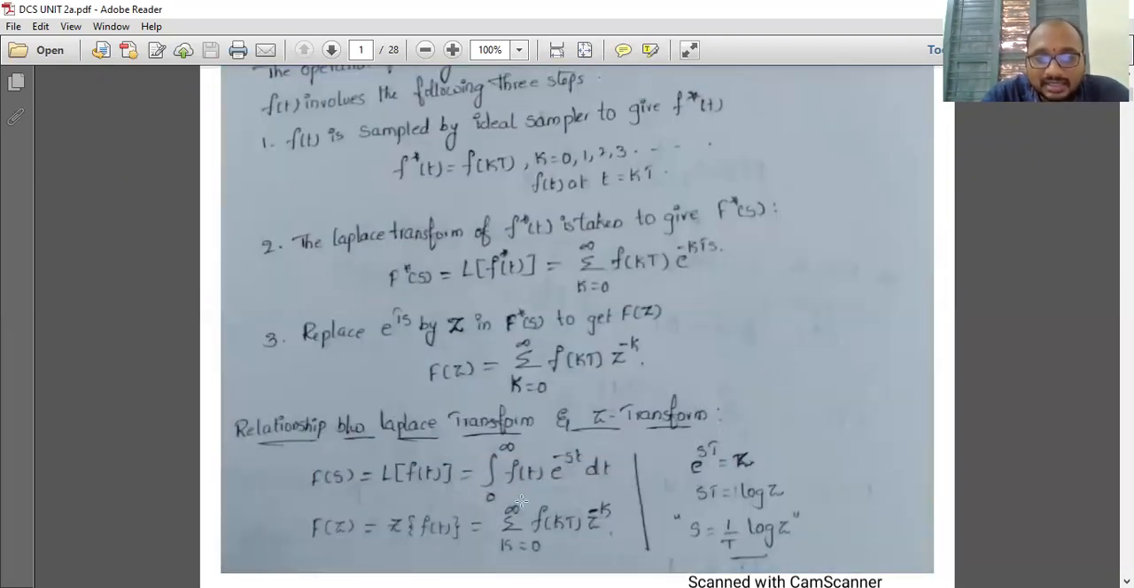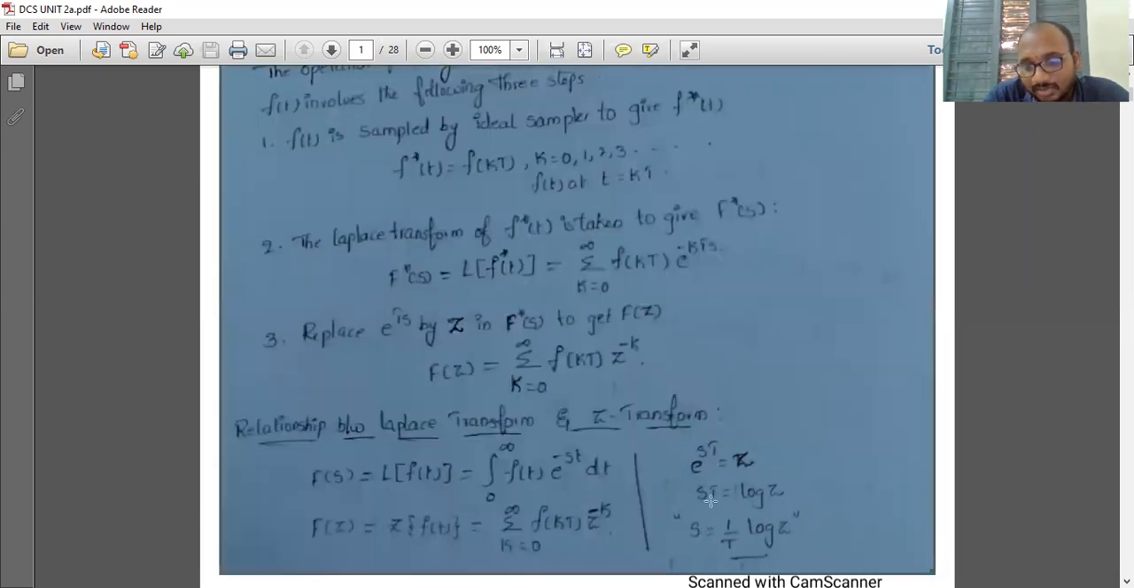So the Laplace transform of f of t is nothing but integration of 0 to infinity f of t into e power minus st into dt. And the z transform of f of t is equal to sigma k is equal to 0 to infinity f of kt into z power minus k. And we are taking the transformation e power st as z. Next, apply logarithm on both sides to this above expression. St is equal to log z. From this, s is equal to 1 by t into log z.